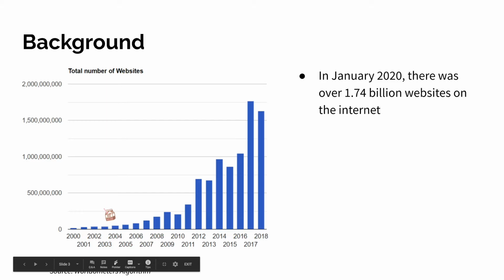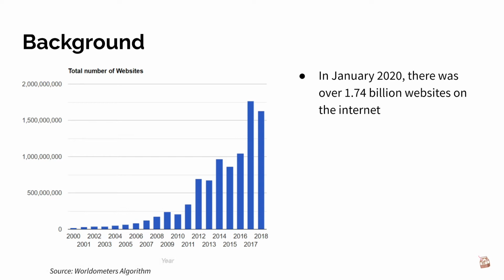In our increasingly digital world, the number of websites being created is growing exponentially. In January 2020 alone, there were over 1.74 billion websites in existence on the internet. Along with these growing websites, there is also a growing number of associated web pages.